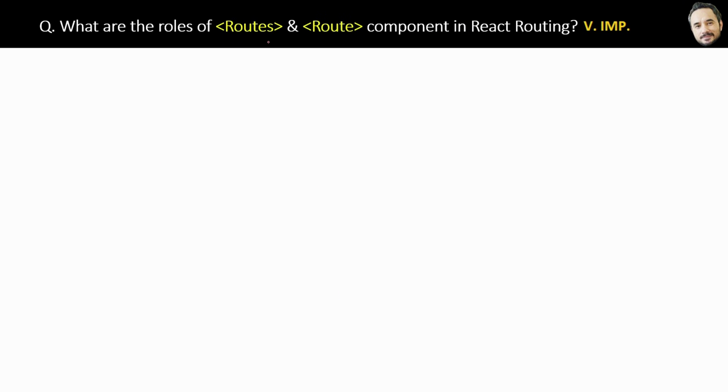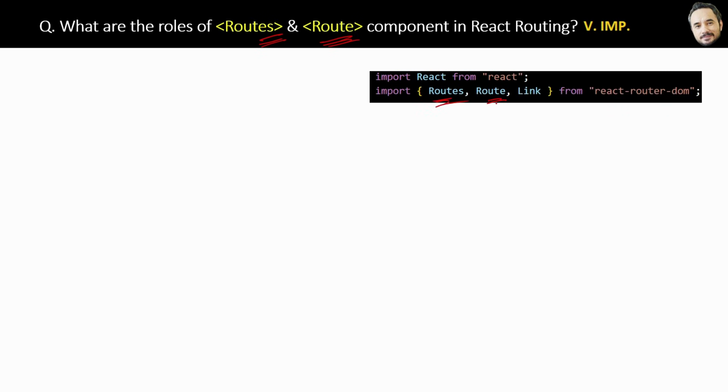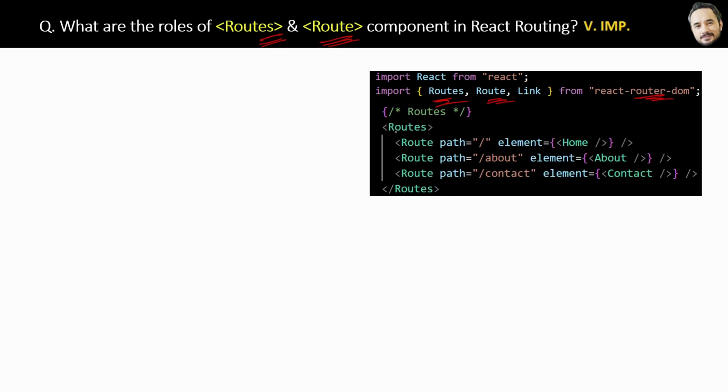What are the roles of the Routes and Route components in React Router? If you remember, while implementing routing, we first imported Routes and Route components from the React Router library, right? And then like this, we implemented Routes and Route components. Here, the Routes component is just used as the root container for declaring your collection of routes. Nothing else. It's just a container for multiple Route components. That's it.